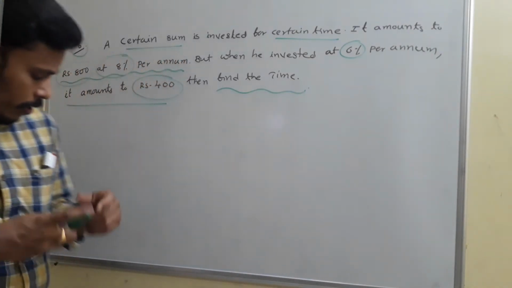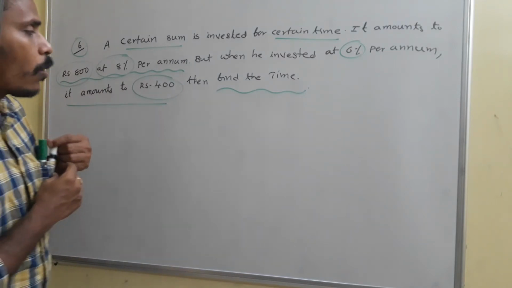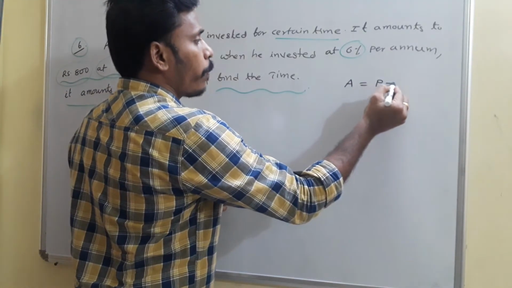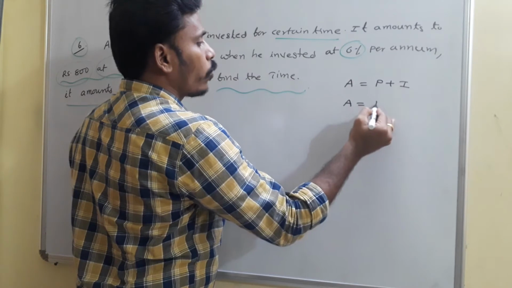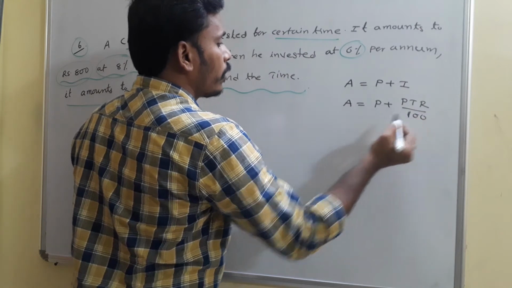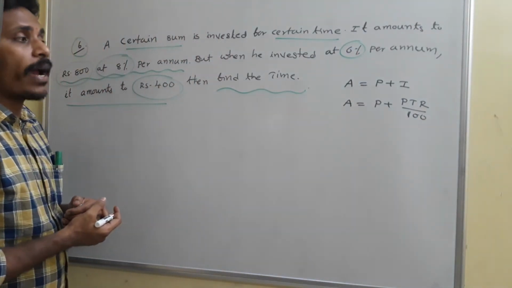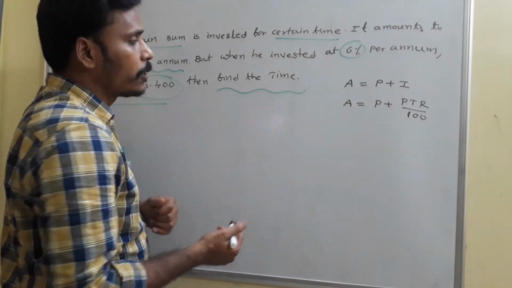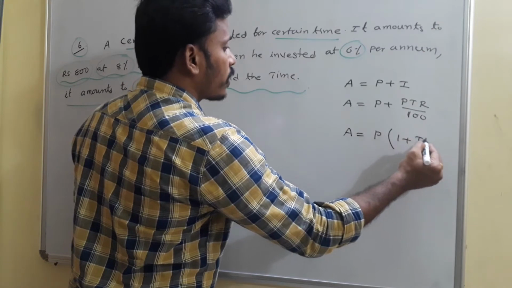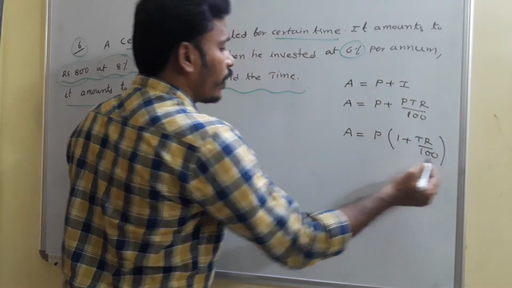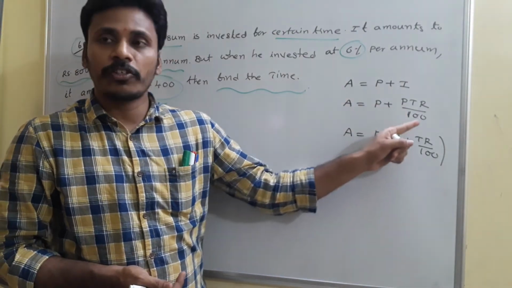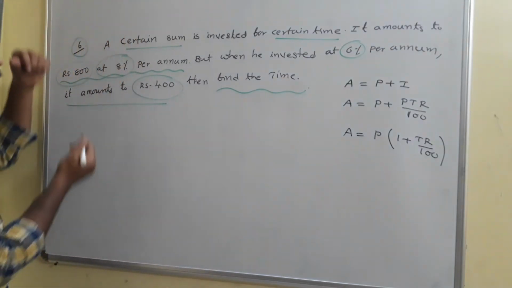See, first of all, we know the rule for the amount. What is the rule for the amount? Amount is equal to principal plus interest, and that is principal plus PTR by 100. We need to find the time, and no need to think about the principal. So amount is equal to principal into 1 plus TR by 100. I just took P out. P times of 1 plus TR by 100. Right, and now think about the problem.